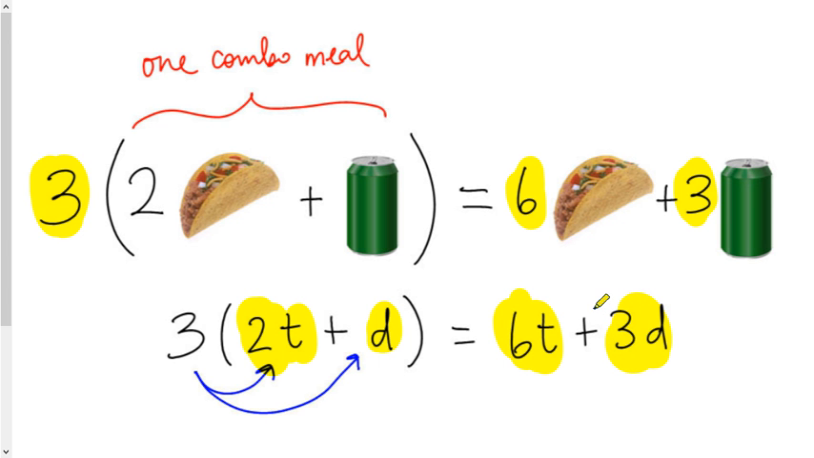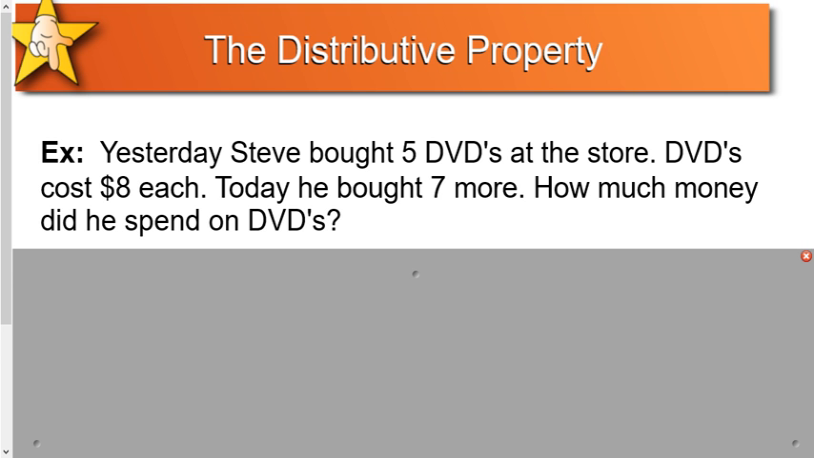Now let's jump in on some actual, putting some more numbers to this and see if we can get a good handle on distributive property. So distributive property, we're going to start with an example. Now granted, this is a bit of an old example, because who buys DVDs anymore? But I think this will still work to serve its purposes. Yesterday, Steve bought 5 DVDs at the store. DVDs cost $8 each. Well, I remember when they used to be more than that, but I guess they're cheap now because nobody wants them anymore. Today he bought 7 more. How much money did he spend on DVDs?